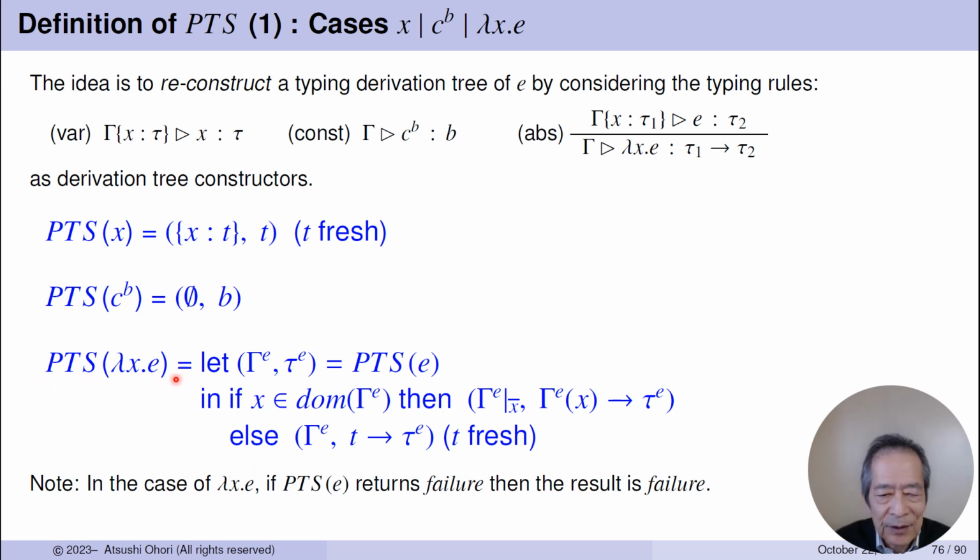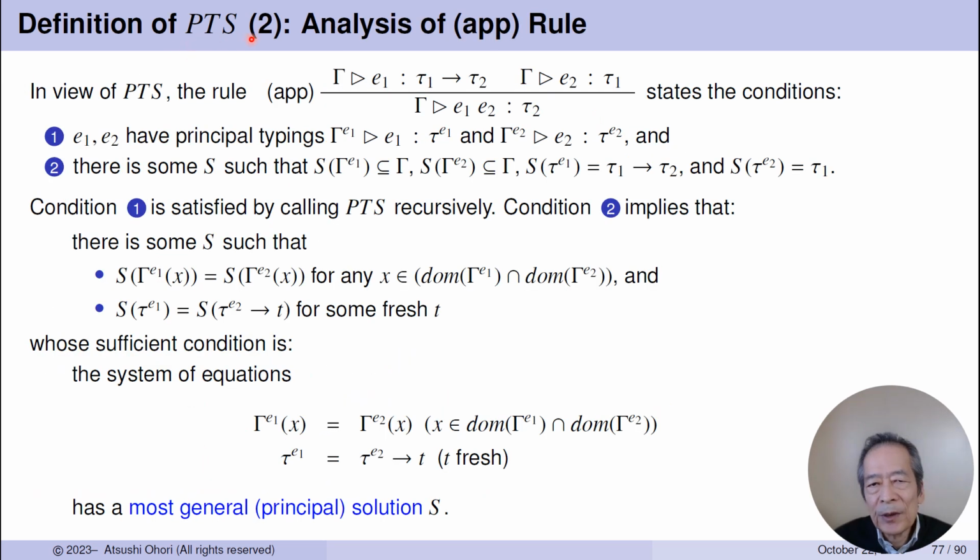So this is the principal typing for this lambda x dot E. Now these three cases, we always succeed, right? There is no failure. And you can see that this is obviously correct, right? The definition of PTS for the case of application term is slightly complicated.